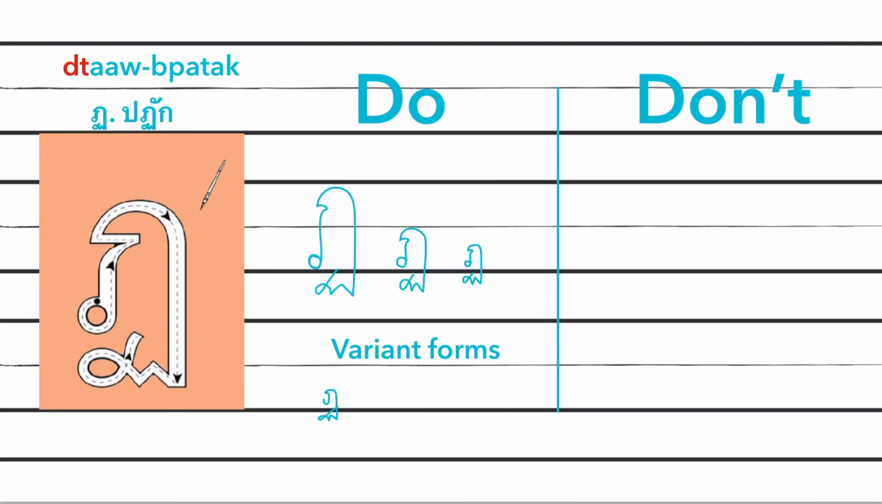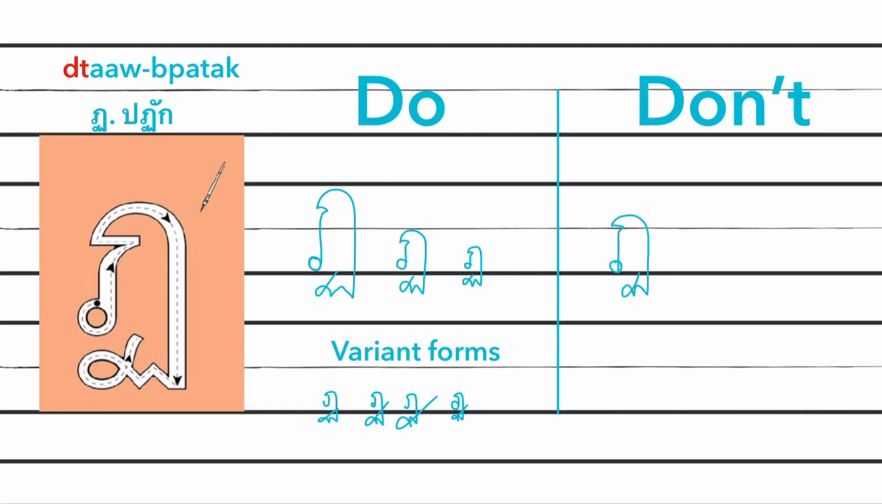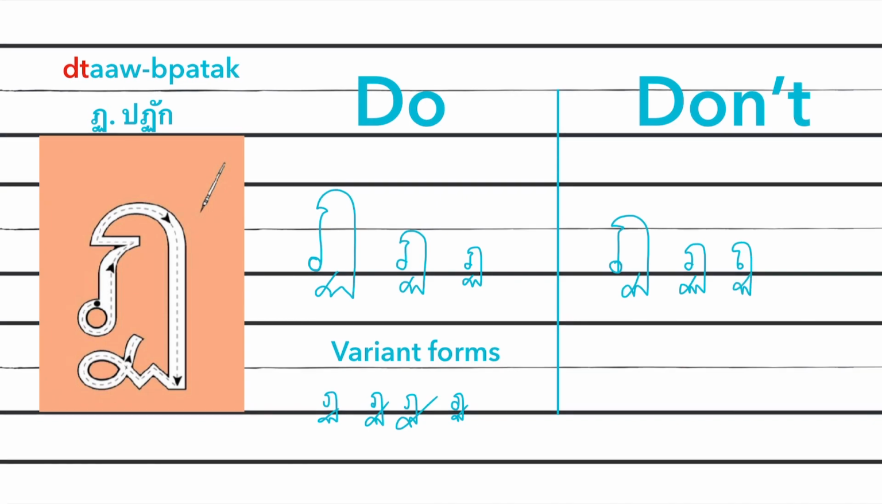Variant forms of ตอปะตัก. As always, starts from the circle. And make sure that at the bottom the zigzag is only one, not two or three. Also, the circle is outside of the line, not inside like that. And you need long tail for ตอปะตัก.